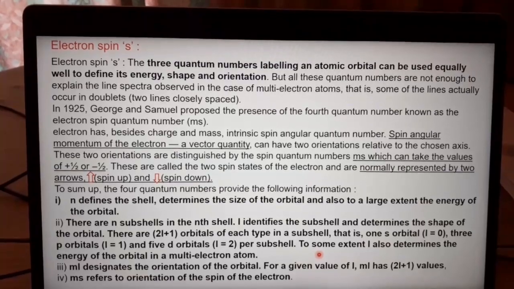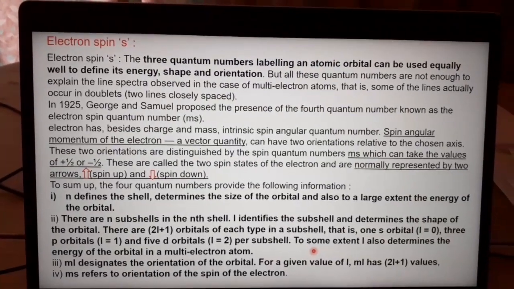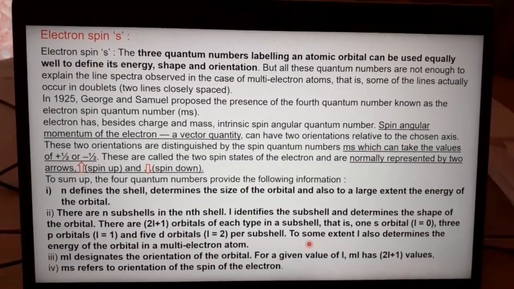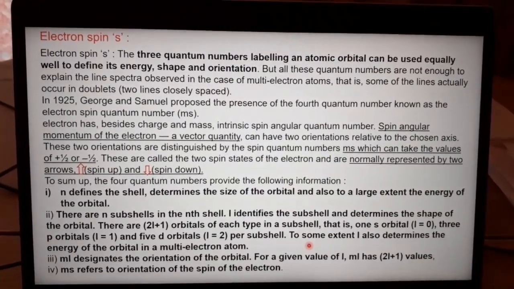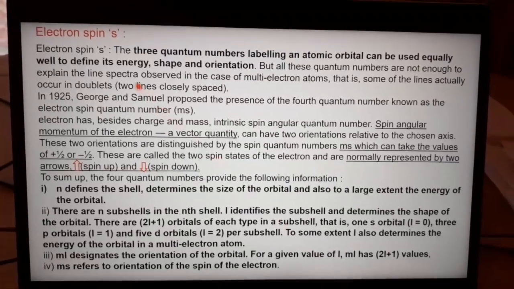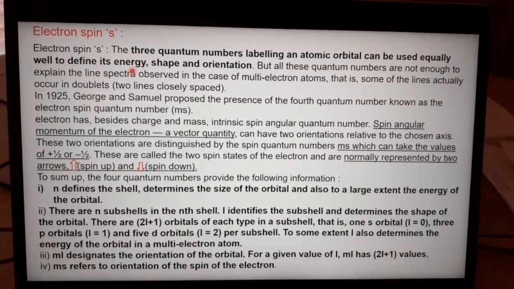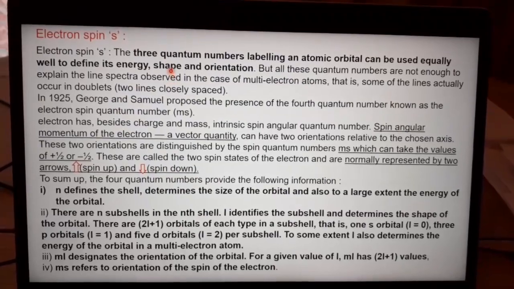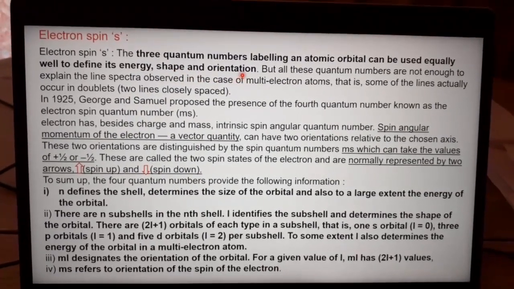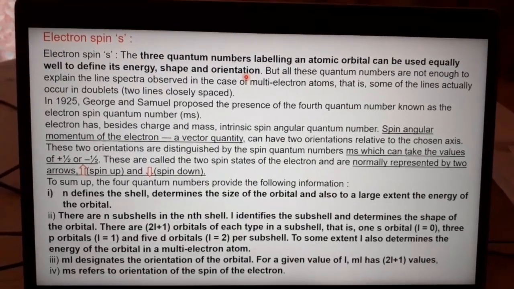Now the electronic spin state. These three quantum numbers label the atomic orbital and are used to define the energy, shape and orientation. You need to remember that the principal quantum number gives the energy, the azimuthal quantum number gives the actual shape of the orbital, and the magnetic quantum number gives the orientation.